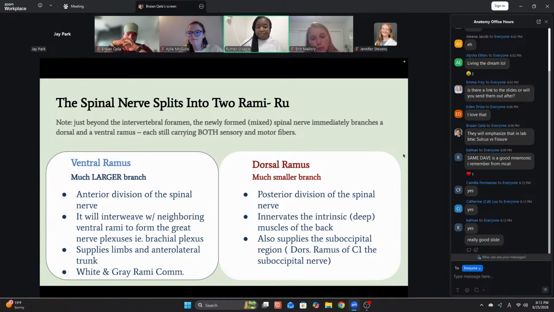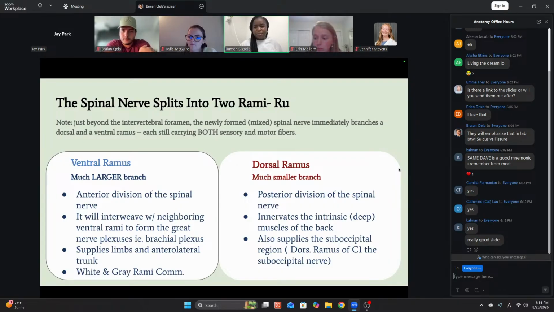It also will give off, which we will talk about soon, the white and gray rami communicans. Okay, so that's the ventral ramus. Now the dorsal ramus, which is much smaller, is the posterior division of the spinal nerve, and that will innervate the deep or intrinsic muscles of the back. And it also supplies the suboccipital region, which I'm not sure if you guys have gotten to yet, but it's basically that area in the back of your head.